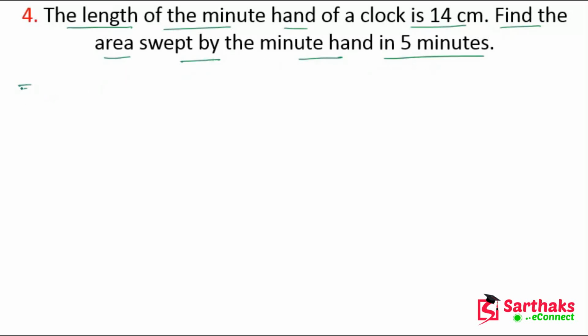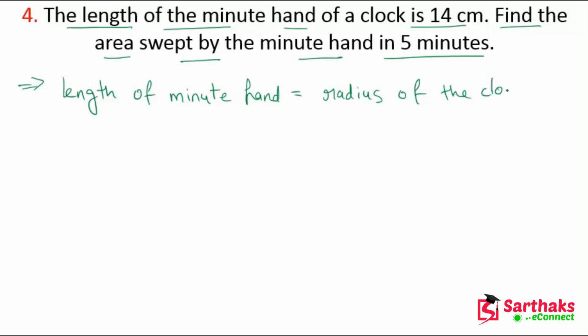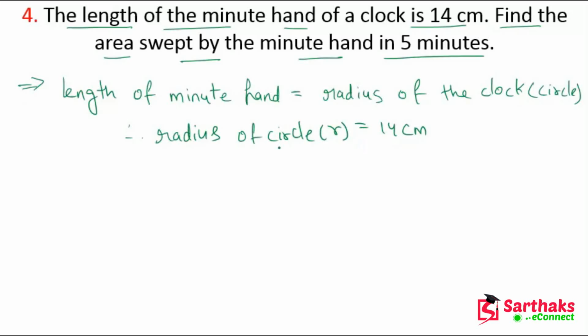Okay, so now my dear friends, length of minute hand is equals to what? Radius of the clock. Or we can say circle. Clock is a circle. Okay, so what is radius? Radius of circle R is what? Is 14 centimeter, which is given.